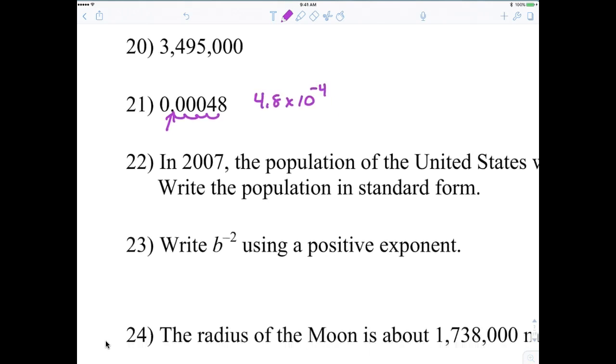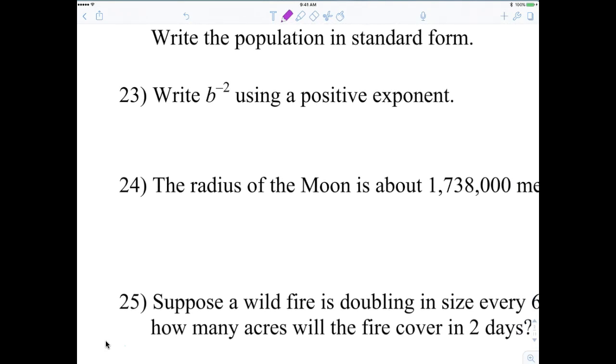All right? So Caroline, b to the negative 2. How do I write that with a positive exponent? What would that be? Yes, 1 over b squared. That's easy. Everybody good with that?